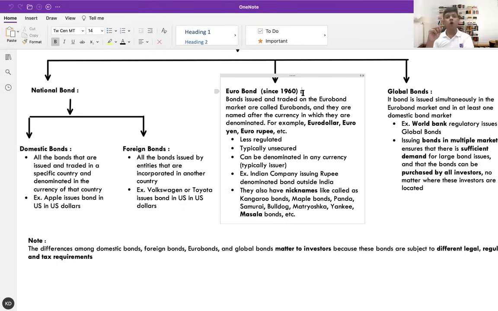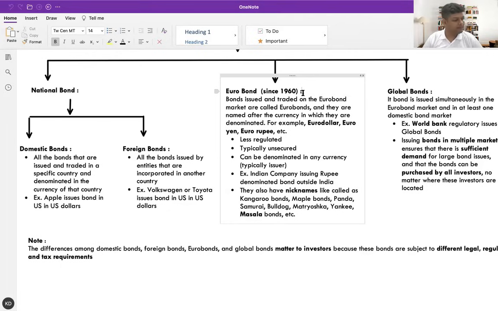But now everyone, when TCS issues bonds in Indian rupees outside India, it's called a Eurobond. Are you getting it? TCS issuing bonds in rupees, but not in India, outside India. It's called a Eurobond. Here, Euro does not mean Europe. It's just a reference for foreign. So when a company issues bonds in its own currency, but outside its country, that's called a Eurobond.